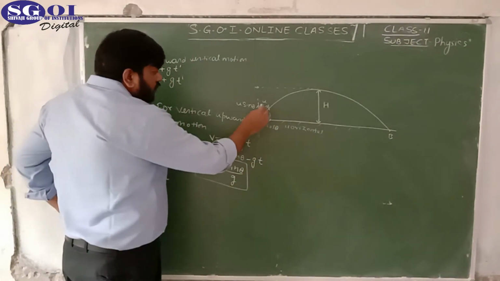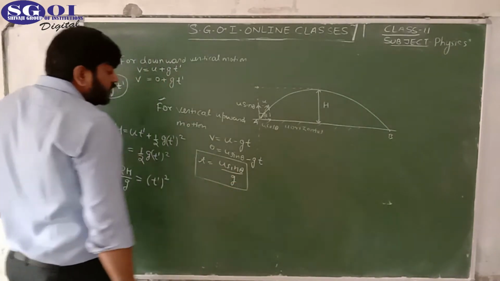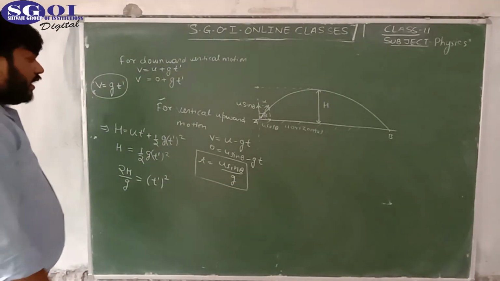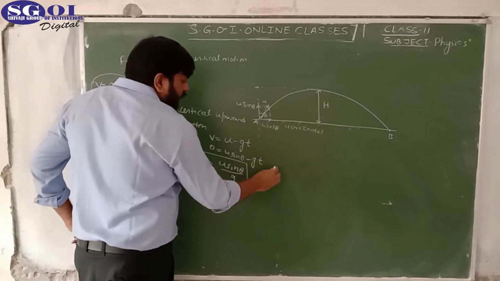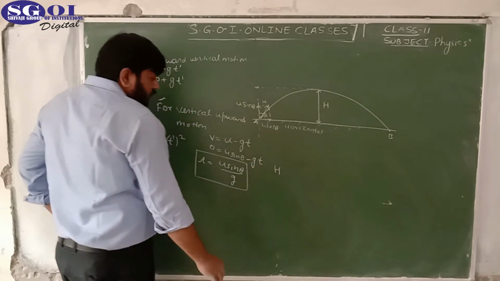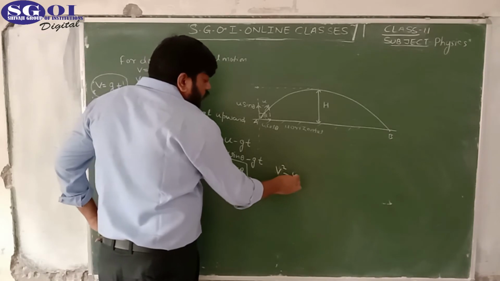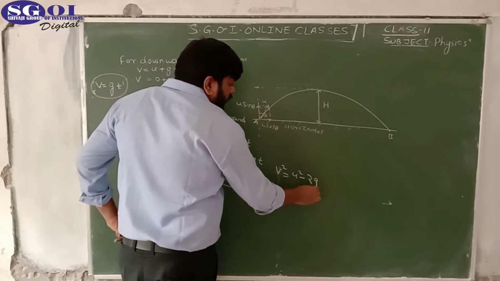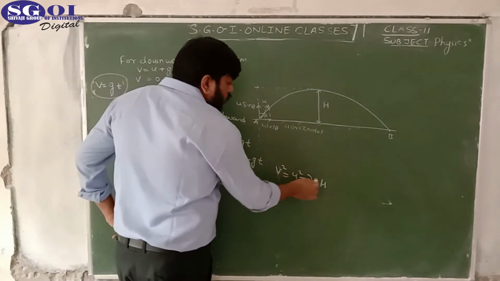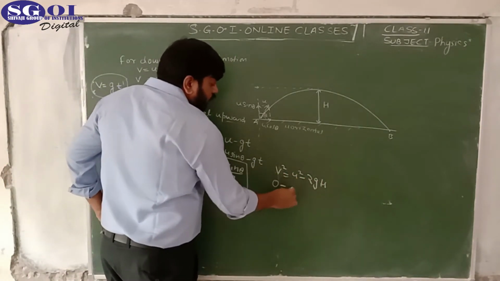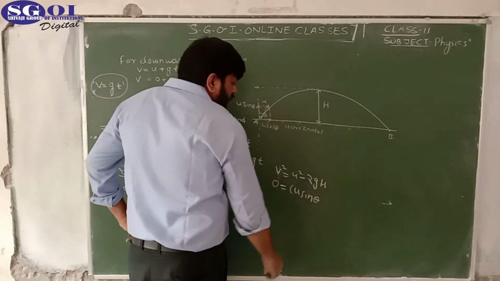Now from here, for the vertical upward motion, we found the time is u sin theta by g, and the distance covered is h. So we can use v square equal to u square minus 2gh. For the vertical upward motion, v is equal to 0, and u is u sine theta.